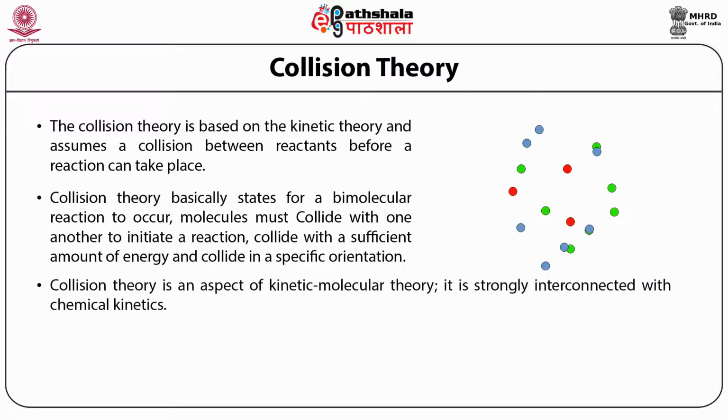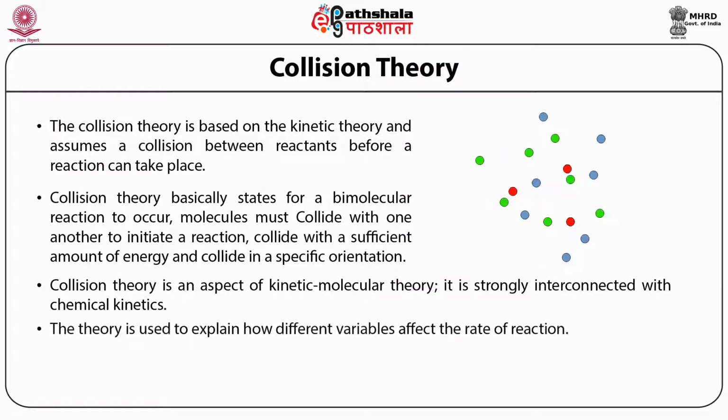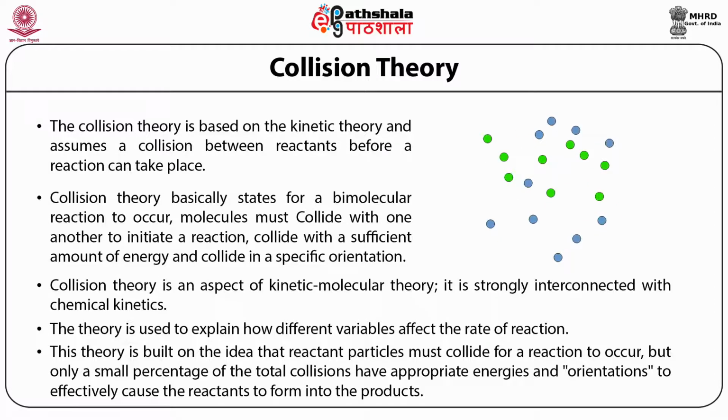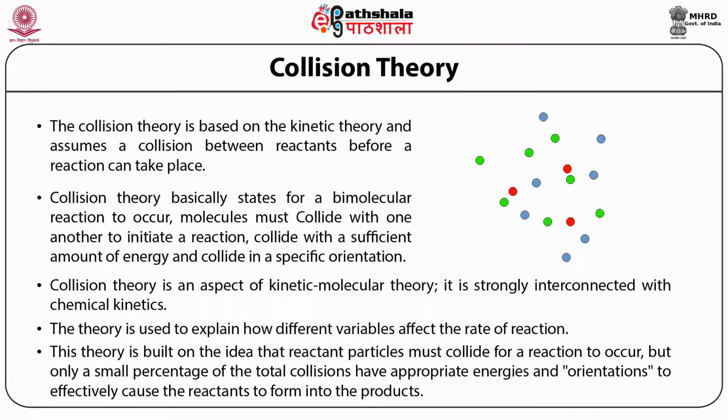Collision theory is an aspect of kinetic molecular theory, and it is strongly interconnected to chemical kinetics. This theory is used to explain how different variables affect the rate of reaction. The theory has an idea that the reactant particles must collide for a reaction to occur, but only a small percentage of total collisions have appropriate energies and orientation to effectively cause reactants to form into the product.